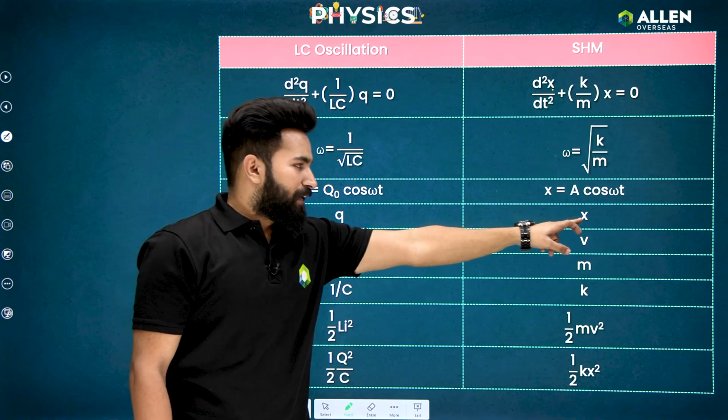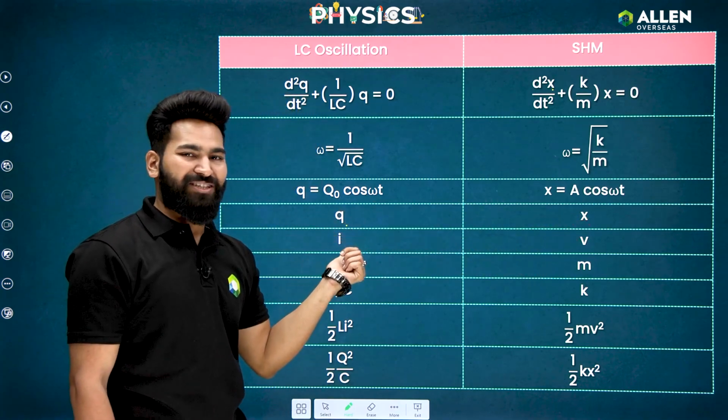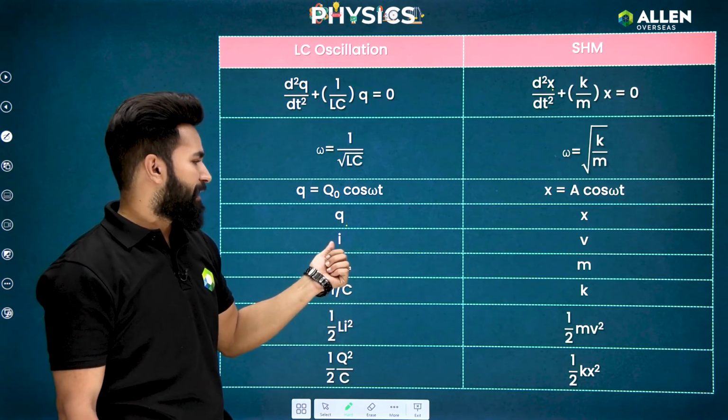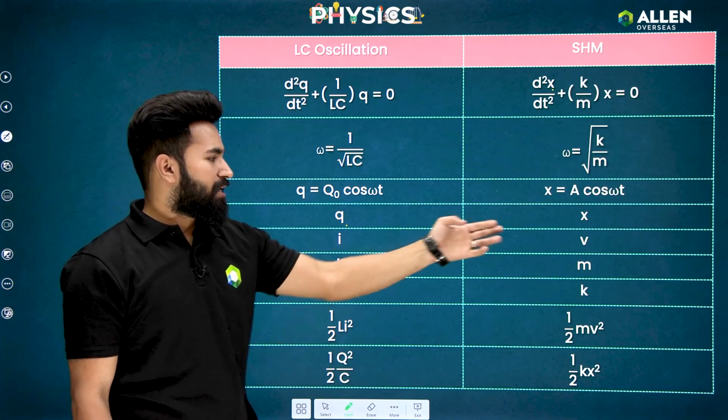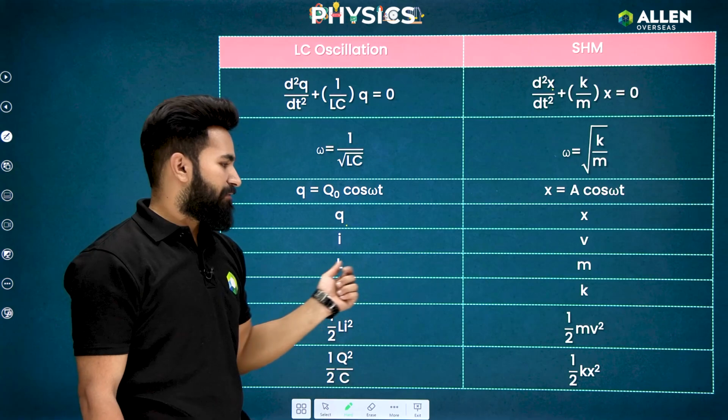Now, differentiation of position used to give us the velocity. Here the differentiation of charge will give us the current. So the analogous of velocity in SHM is this current in the LC oscillations. The mass is replaced with the inductance. Okay, K is replaced by 1 upon C.